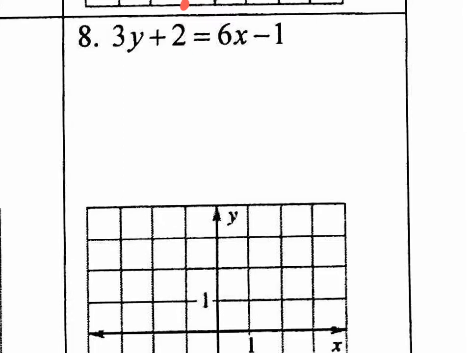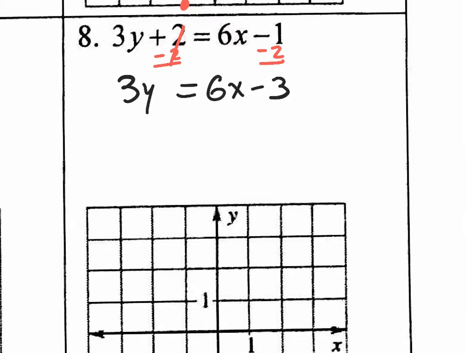Y by itself. So I'm going to subtract 2. Let me rewrite my equation. 3y equals 6x minus 3. My final step will be to do what? Divide by 3, divide by 3, divide by 3. Divide everything by 3. I'll have my final slope-intercept form equation. Y equals slope 2x minus 1 as my b value.